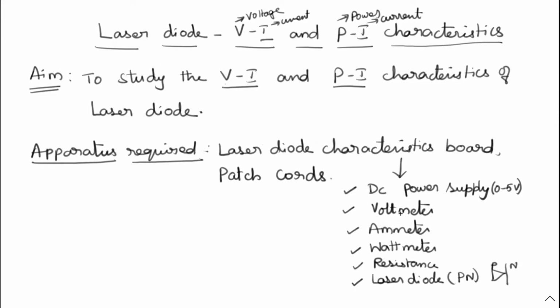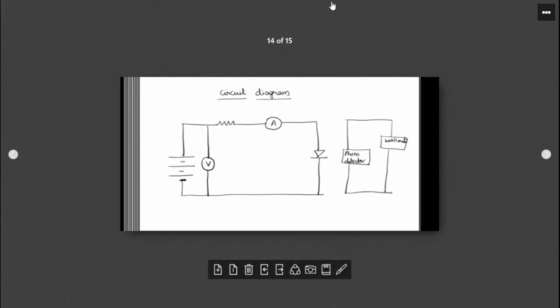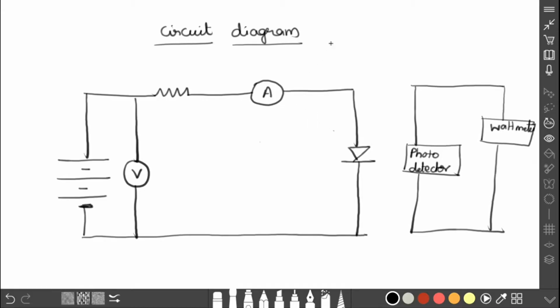So now let us see the circuit diagram required for this experiment. This is the circuit diagram. The same as before, the PN junction should be forward biased. For a laser, the PN junction is forward biased. So I hope you understand what the forward biasing connection is: the positive terminal of the battery should be connected to the P type, and the negative terminal of the battery is connected to the N type. This is P and this is N. This is the positive terminal and this is the negative terminal.